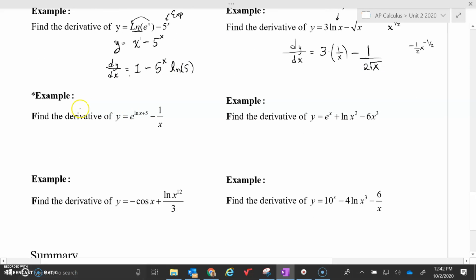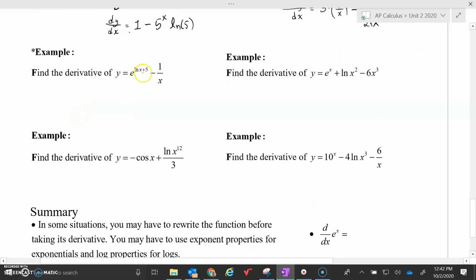This next example has a star on it. I'm not sure why, but we'll try to do it together. So we have y equals e to all of this. Now I don't know e to all this, but I do know that if I have e's like this and there's a plus sign there, then that's the same as multiplying a common base. So I'm going to rewrite this as e to the ln x times e to the 5 minus 1 over x. Alright, I like that because e to the ln x is just x.